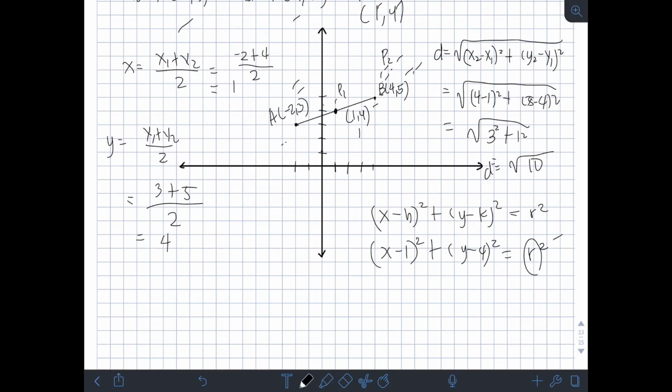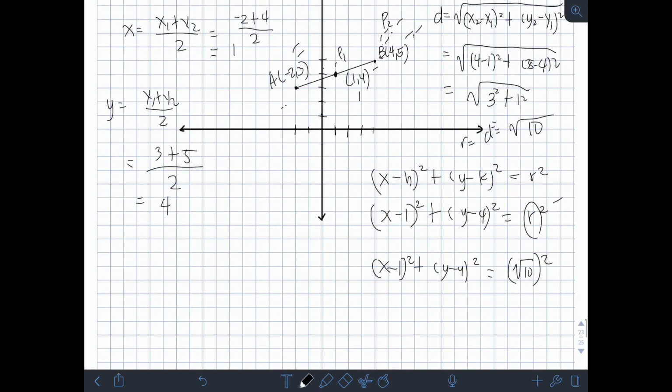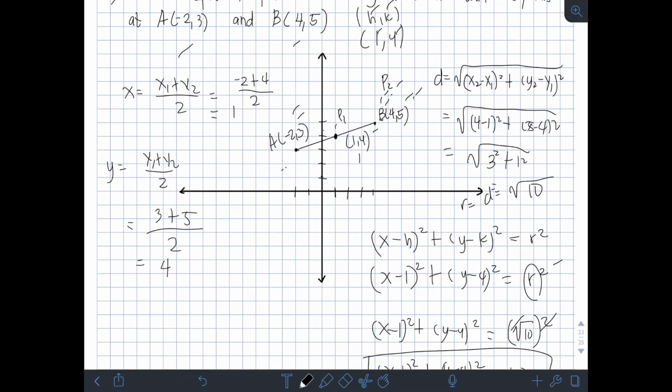So, when we substitute it now into the formula, it is our r, right? So, x minus 1 quantity squared plus y minus 4 quantity squared equals square root of 10 quantity squared. Or, canceling the square root since it is squared, x minus 1 quantity squared plus y minus 4 quantity squared equals 10. So, this is the standard form of our equation for the circle. Okay, now we can graph the circle by joining these 2 points. So, just a rough approximation.